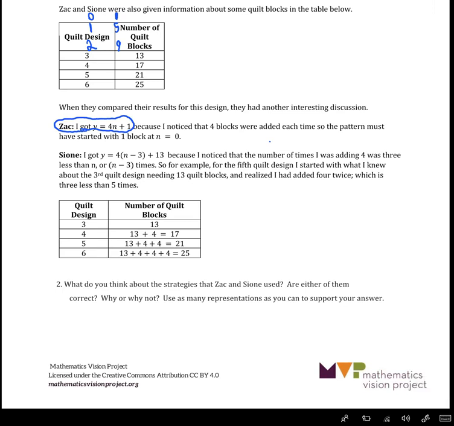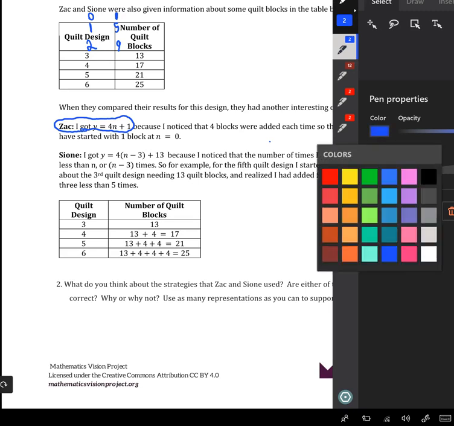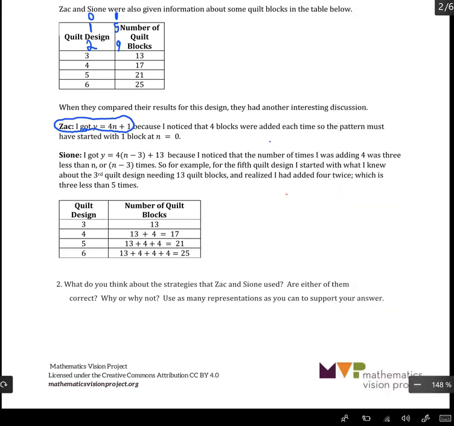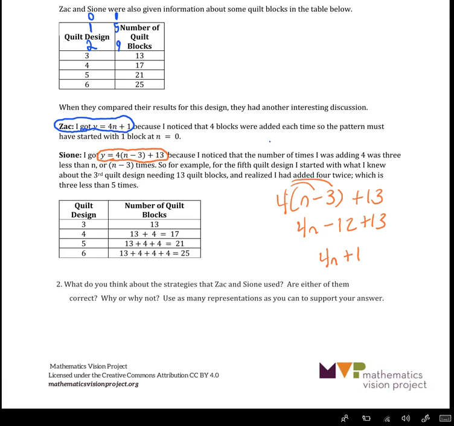Again, Sion says, well, I tried the n minus 1 adjustment before, so let me try an n minus 3 adjustment here. And so she got 4 times n minus 3 plus 13. Let's see if that is again equivalent. If we use the distributive property, that becomes 4n minus 12 plus 13, which is 4n plus 1. So it's actually the same thing Zach got, it's just written in a different format.